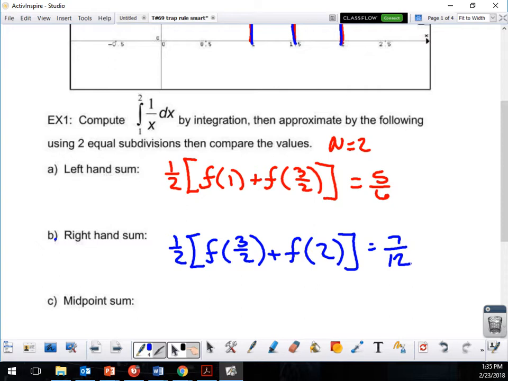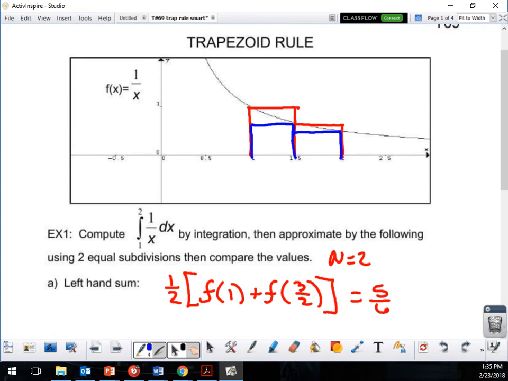Now, in this case right here, let's take a look at the over and under estimation. Which one is the over? The left hand, the red. So the left hand's going to be an overestimation here, right? If you look at the slope of the graph, if it's going down, a left hand's going to be an overestimation. So that's going to be an over, and then the right hand is going to be an underestimation.